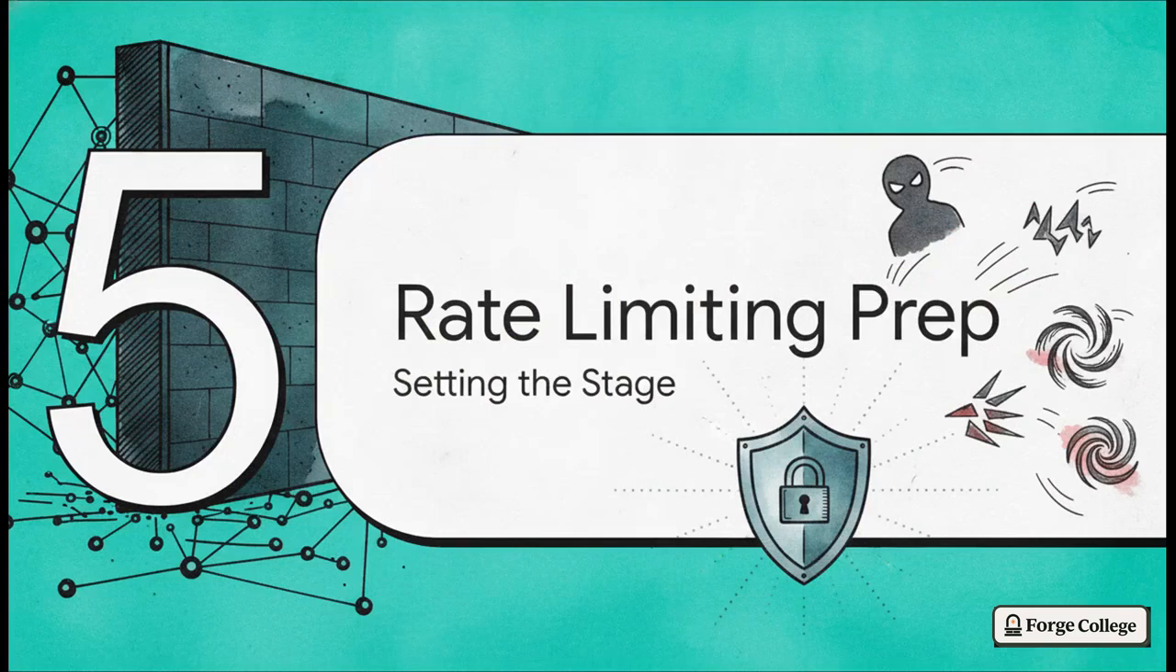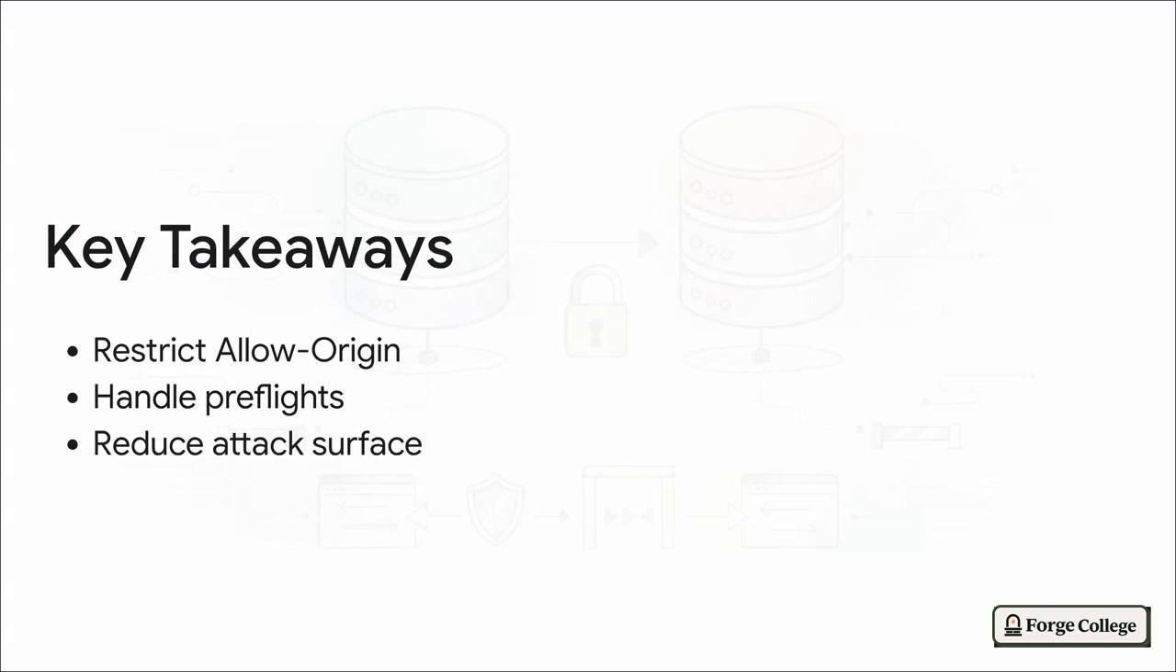Which perfectly tees up our final stop, Section 5, Preparing for Rate Limiting, Setting the Stage. All of this brilliantly illustrates why a tight CORS policy is the perfect setup for your next operational hurdle. Here are your 3 big takeaways to secure that perimeter. Number 1, restrict Allow-Origin strictly, no exceptions.